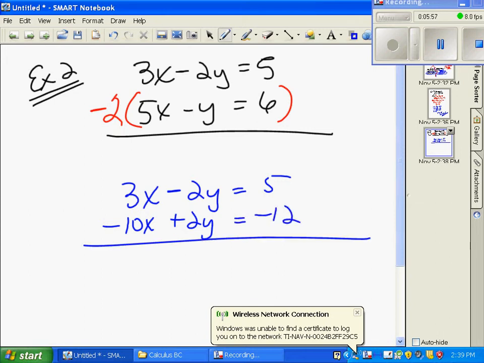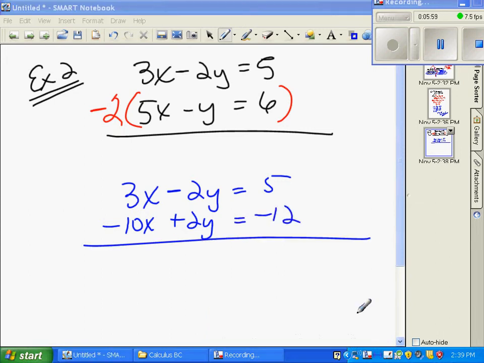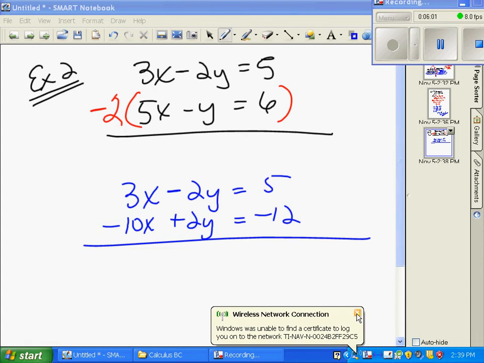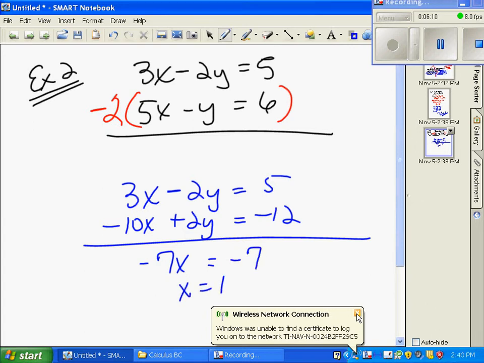That's working out. See, I didn't think I had any fractions coming up, and that's what threw me for a loop there. Okay, so 3x and -10x is -7x is equal to 5 and -12 is a -7. Therefore, x is 1.